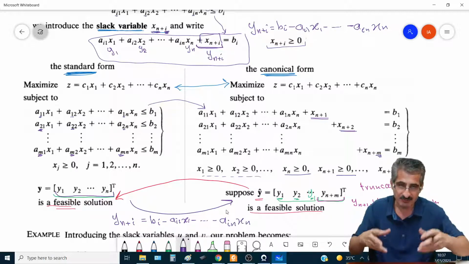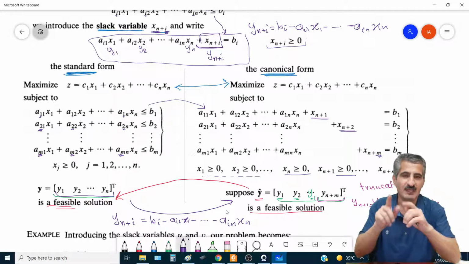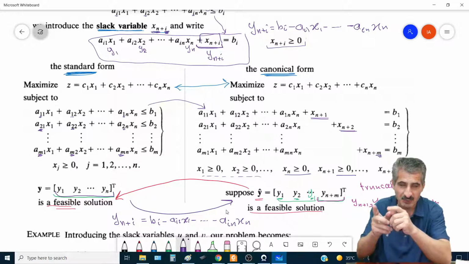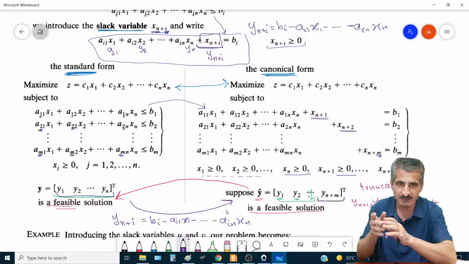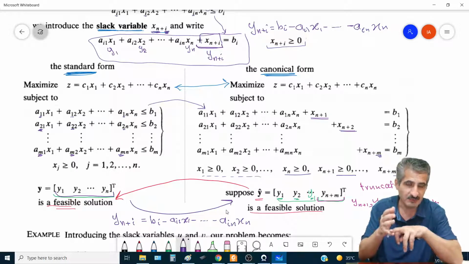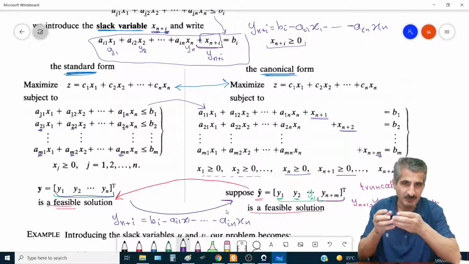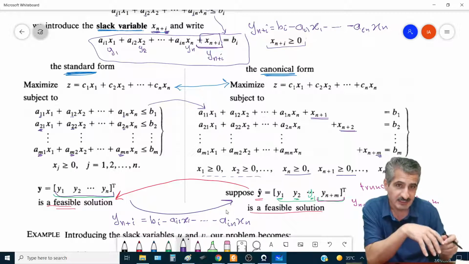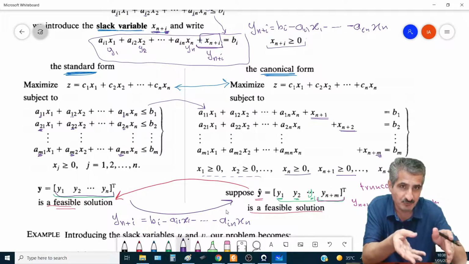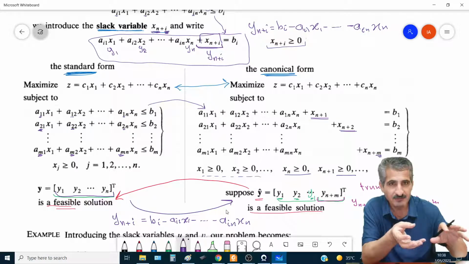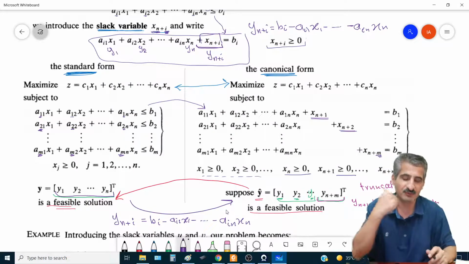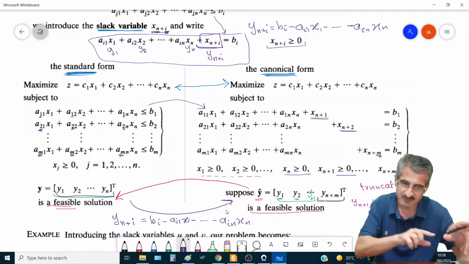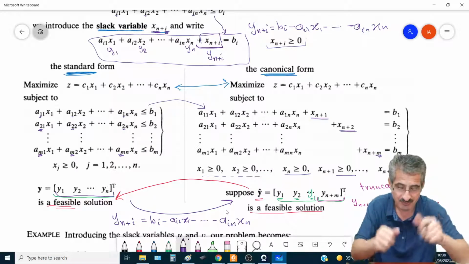So let me summarize what I said. If we have a solution y1, y2 to yn for the standard form, use these coordinates to produce yn plus 1, yn plus 2 all the way to yn plus m, then you get the vector of the canonical form. Conversely, if you have the solution in the canonical form, truncate the new ones, and then you get back a solution for the standard form. So a solution here gives a solution here and vice versa. They correspond. Good?